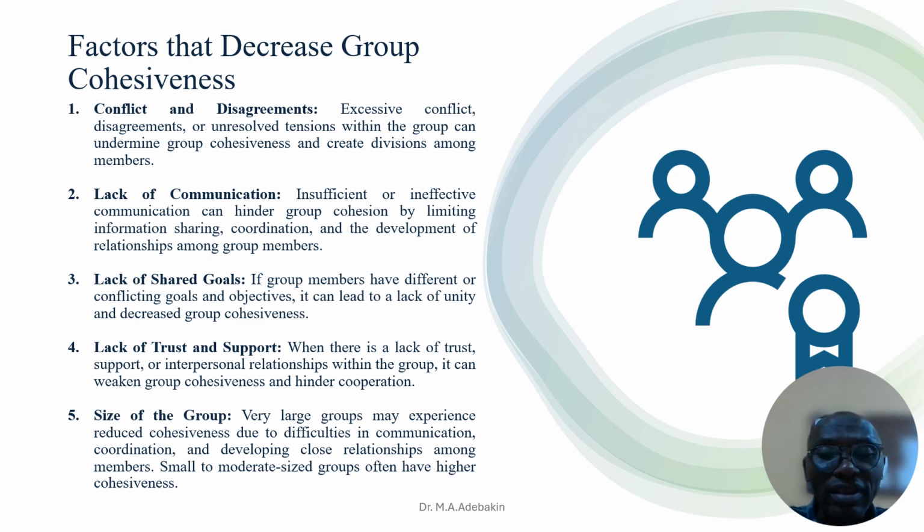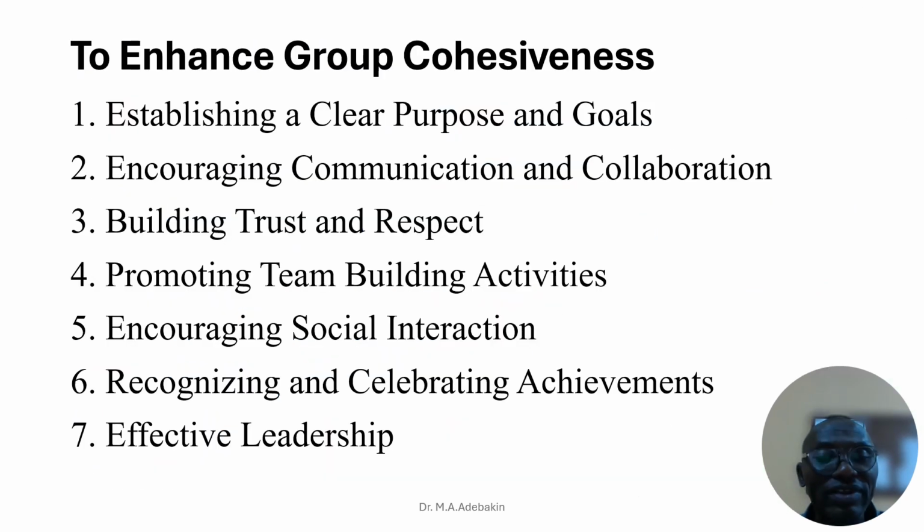The third one is if the group members have different or conflicting goals and objectives. That is lack of shared goals. Then the fourth one is where there is a lack of trust, support, or interpersonal relationship within the group. The fifth one is the size of the group itself. Very large groups usually experience reduced cohesiveness due to difficulties in communication, coordination, and even developing close relationships among members. Whereas small to moderate-sized groups often have higher cohesiveness.